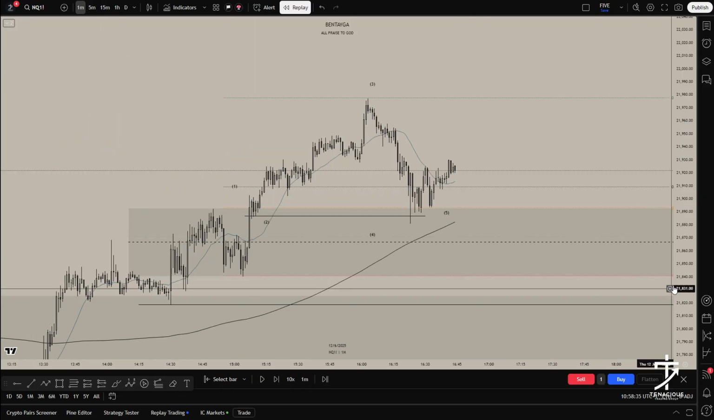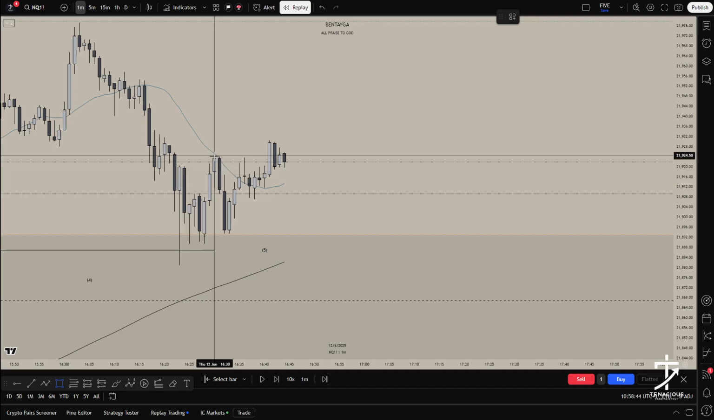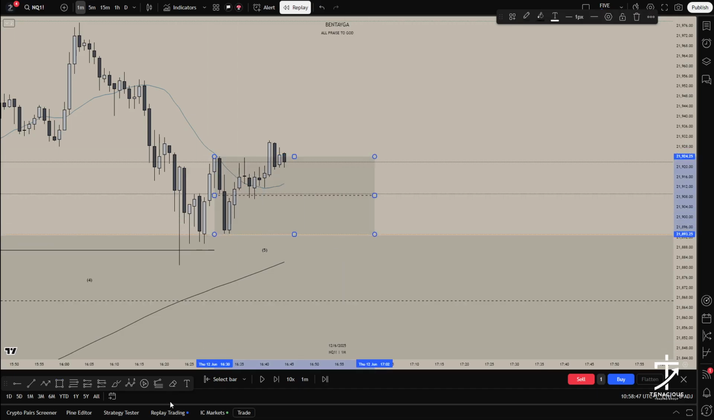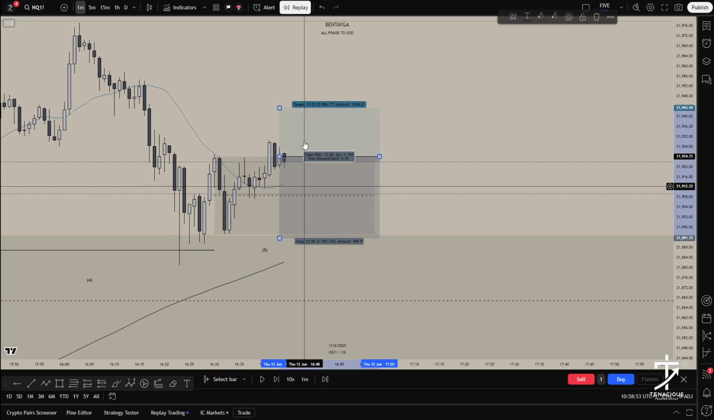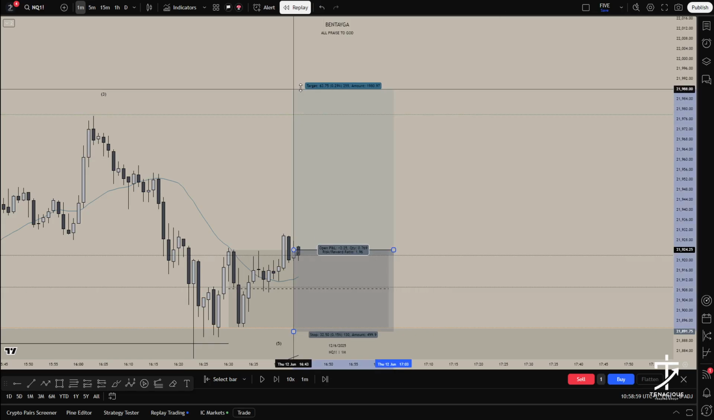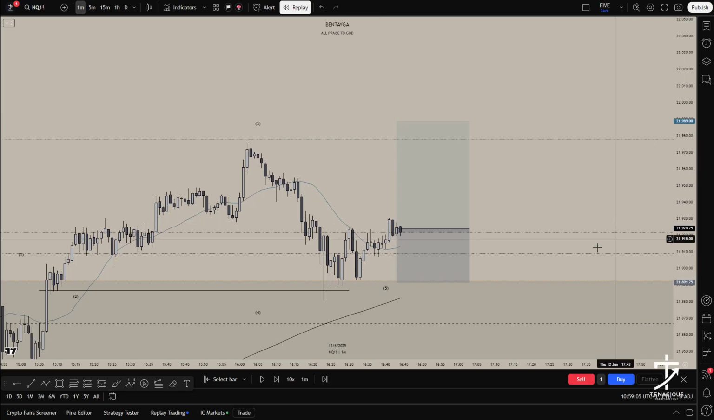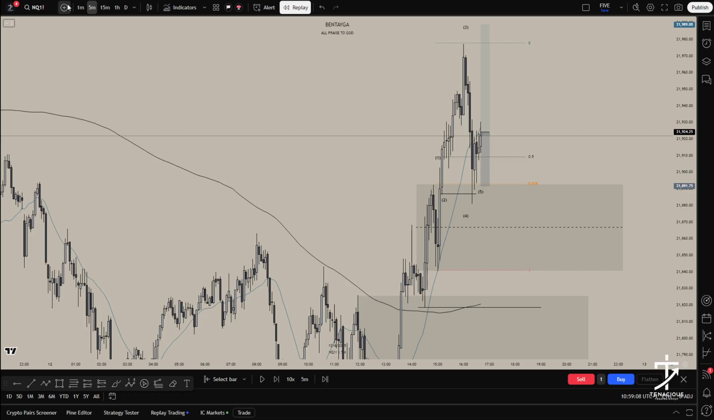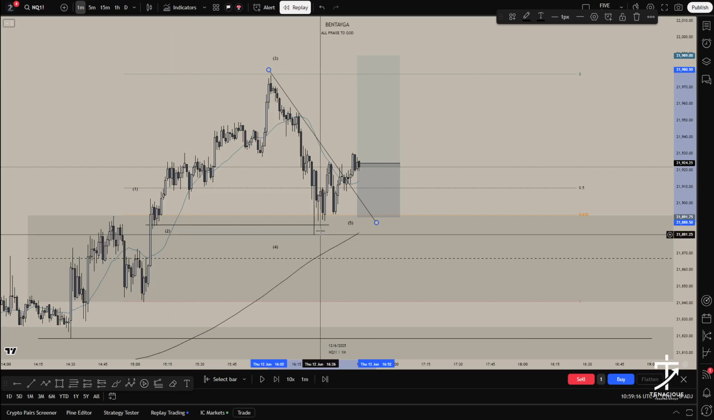Let's see if we can try get an entry. I mean, to be fair, there are so many ways to get in. I mean, technically I could get in now, like this. But there's no indication that price wants to keep going higher. I mean, you could say we've had a trend line break, like that. So that could be the indication that price wants to keep going higher.